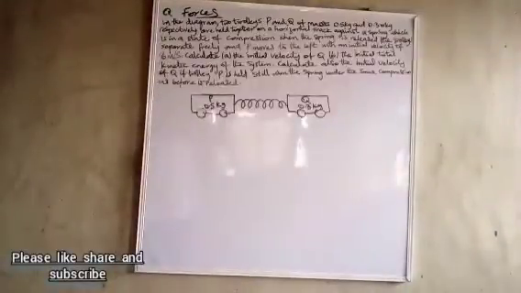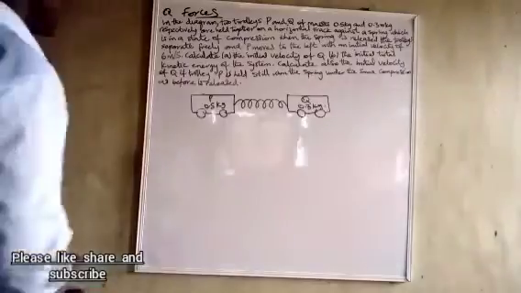In the diagram, two trolleys P and Q of masses 0.5 kilogram and 0.30 kilogram respectively are held together on a horizontal track against a spring which is in a state of compression. When the spring is released, the trolleys separate freely and P moves to the left with an initial velocity of 6 meters per second. Calculate A, the initial velocity of Q, B, the initial total energy of the system. Calculate also the initial velocity of Q if trolley P is held still when the spring, under the same compression as before, is released. So what do we have here now?